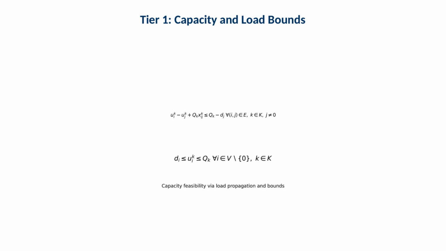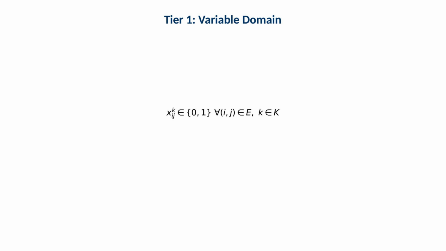Load bounds also ensure that the carried load never exceeds the vehicle capacity and never drops below the demand served at the current customer. This prevents solutions that look cheap on paper but cannot be executed by a real vehicle. This slide states the domain of the routing variables.